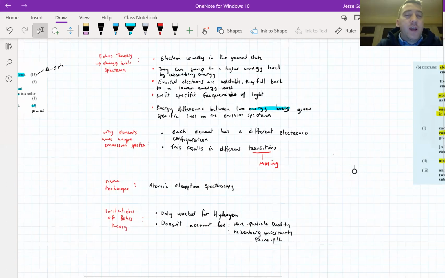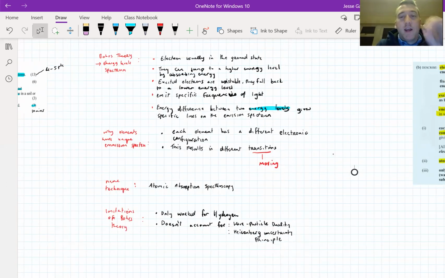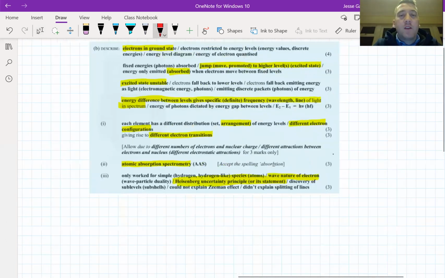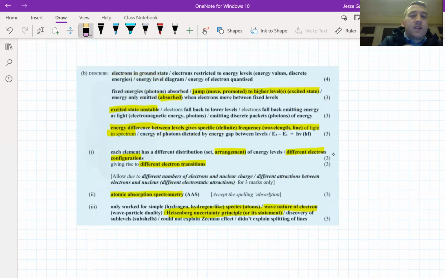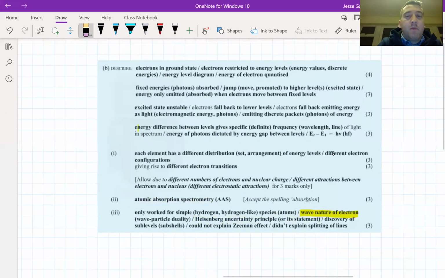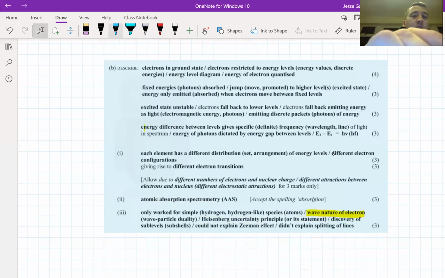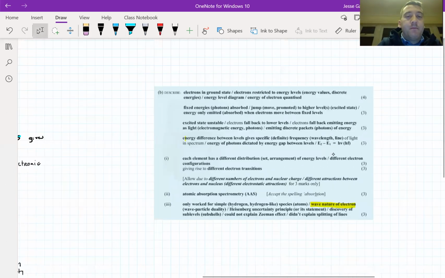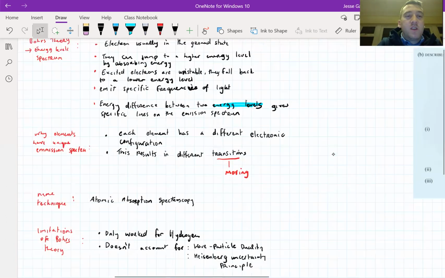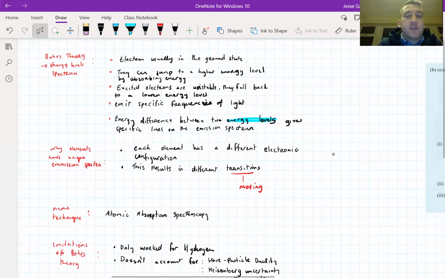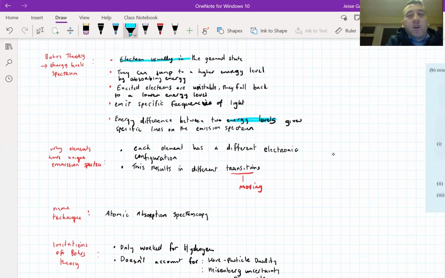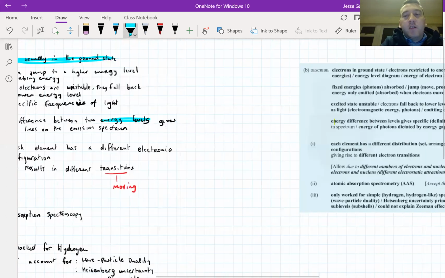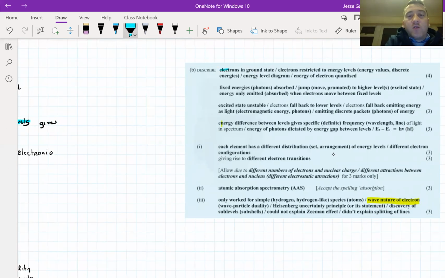All right, so pause your timer now. Hopefully we did that in less than 10 minutes, and now we're correcting. Okay, so we're using the marking scheme over here to correct. All right, so let's have a look here. As you can see, part B, we're describing how Bohr's theory proved energy levels exist by talking about the spectrum. So here we go. What have we said in the first point? Electrons usually are in the ground state. So what does it say over here? Electrons are usually in the ground state.